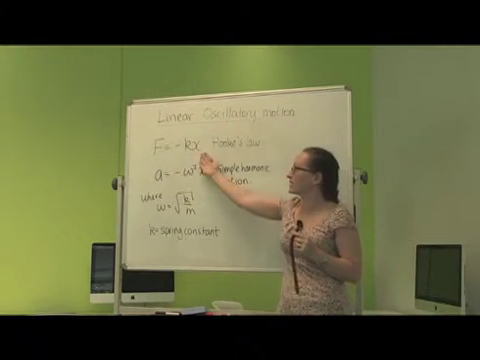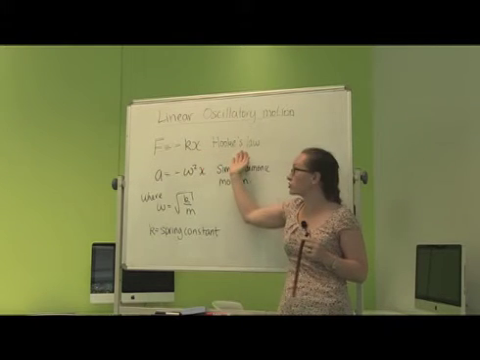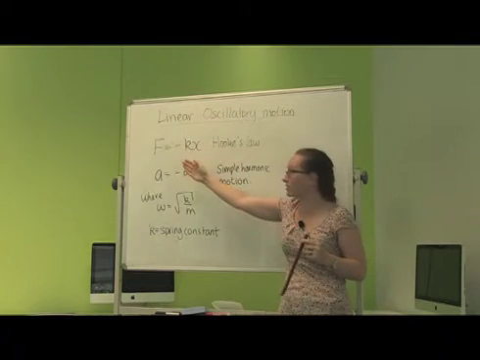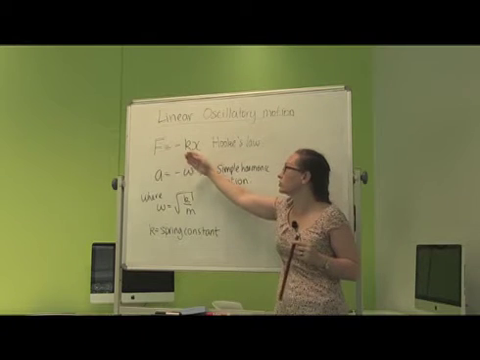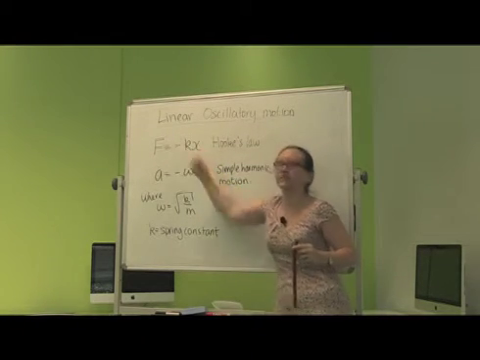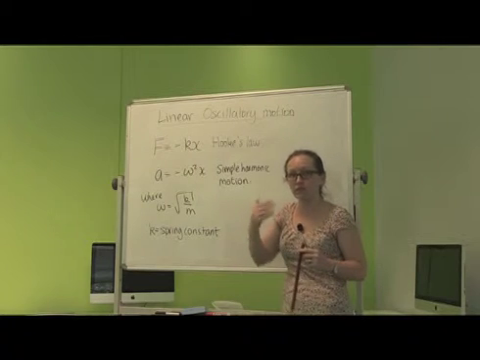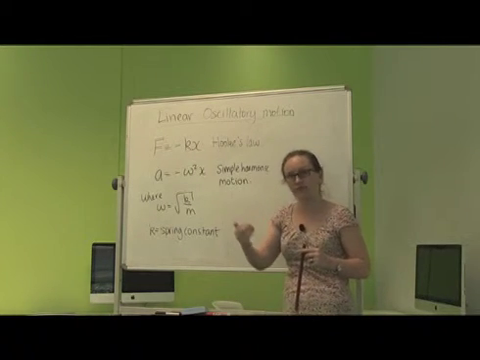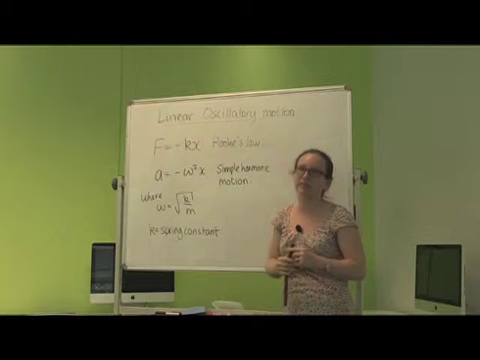For the direct method, you're going to be making use of Hooke's law, which says that the force is equal to minus the spring constant times the displacement. And there's a negative sign here to show that the force, that's the restoring force, and the displacement are in opposite directions.